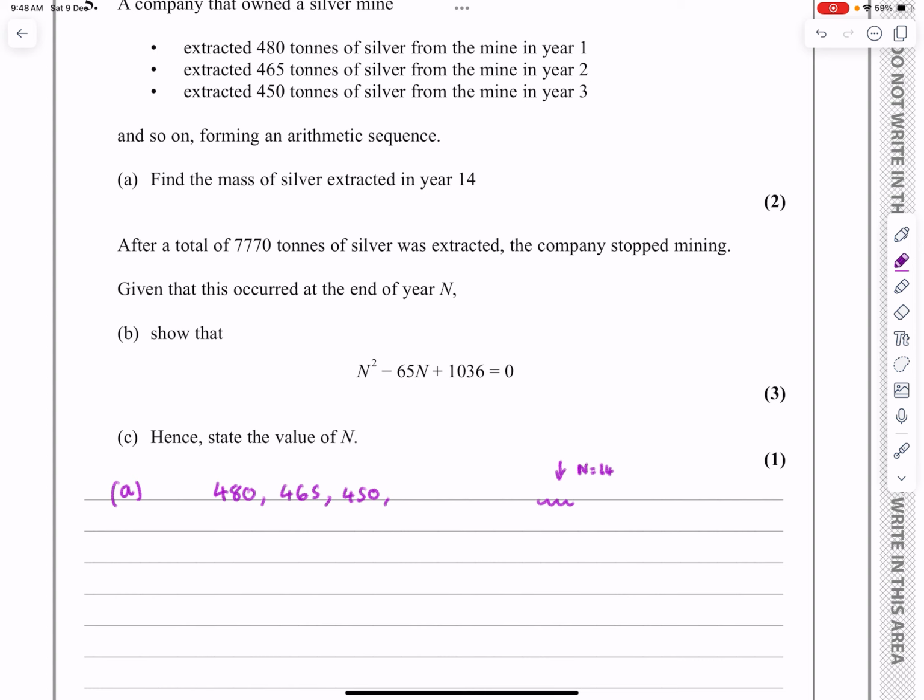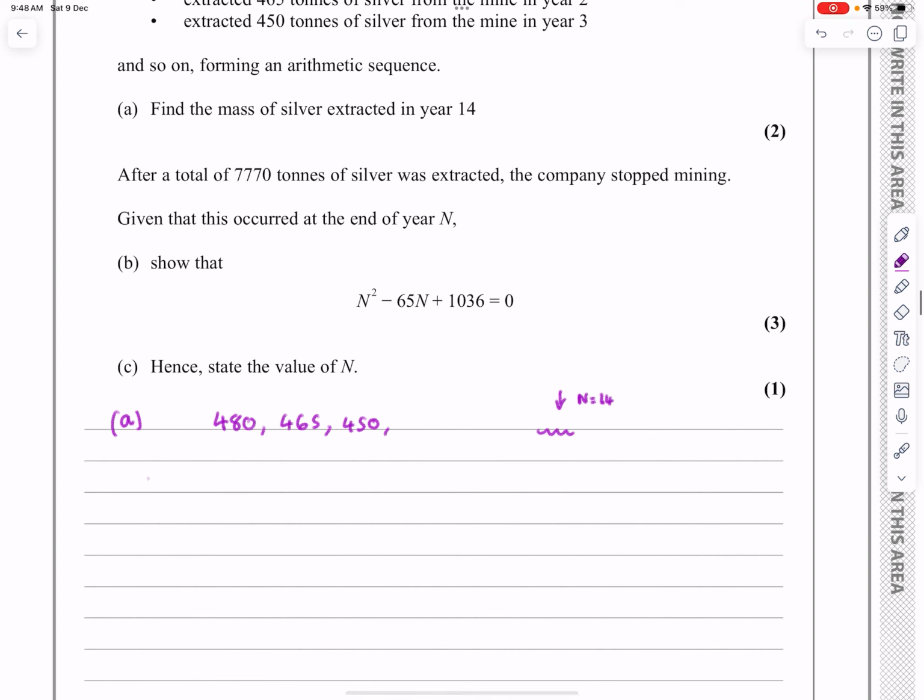So if I want to do that, then I need to know the formula for the nth term of an arithmetic sequence, which everybody should know. It's a plus n minus 1 d. Let's make that a small n, that's what it should be. A plus n minus 1 d, and here a equals 480. The common difference is minus 15, it's going down by 15 each time. And n, as I said previously, is equal to 14.